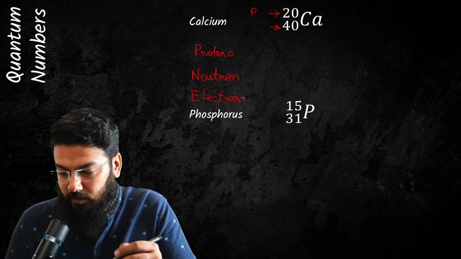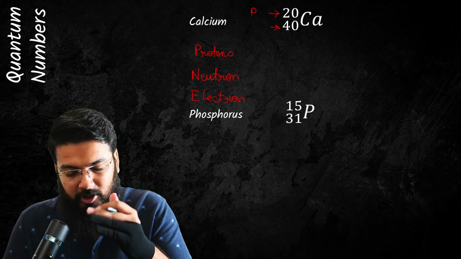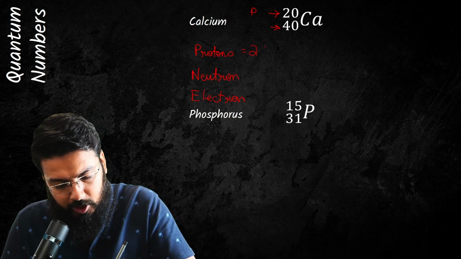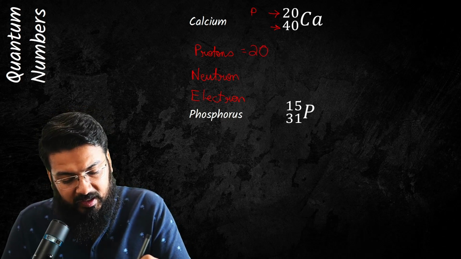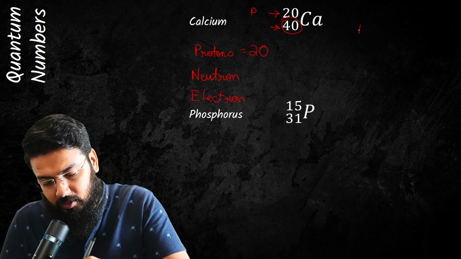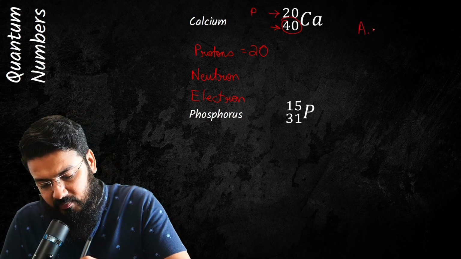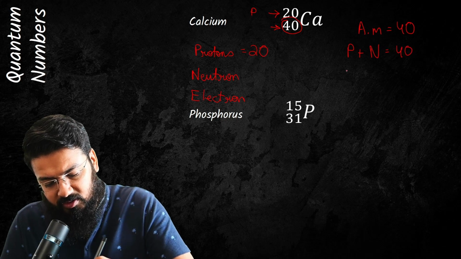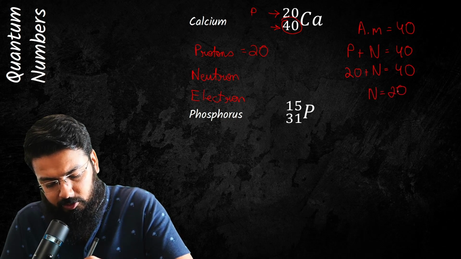So how do we figure out the number of protons? Well, that's simple. The atomic number is the number of protons. So calcium has exactly 20 protons. Okay, your atomic mass is how much? Your atomic mass is 40. So if your atomic mass is 40, which is made up of the number of protons and neutrons, where the number of protons is 20. So if we subtract 20 from 40, your number of neutrons is also going to be 20.